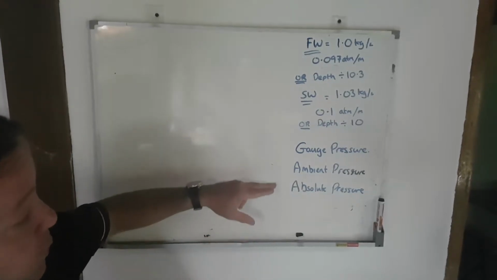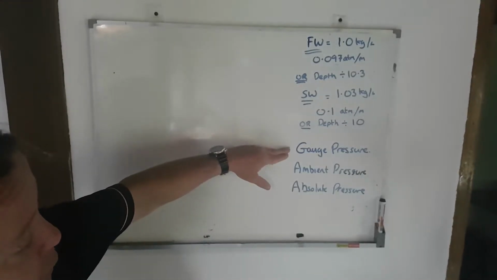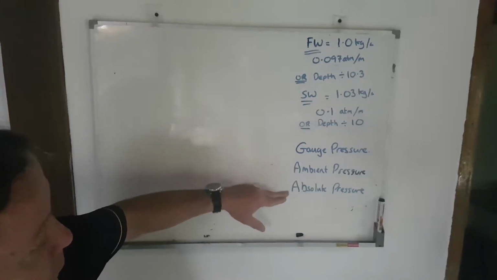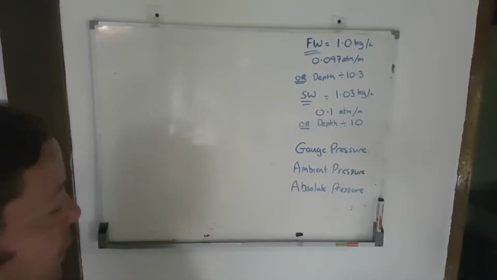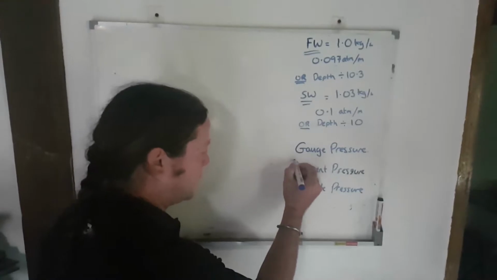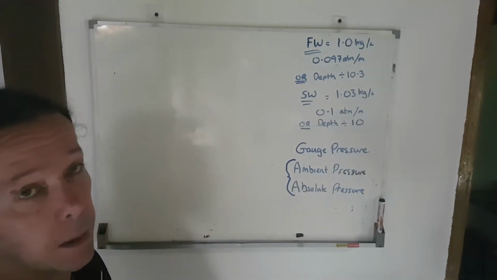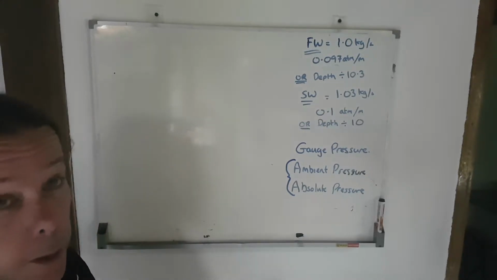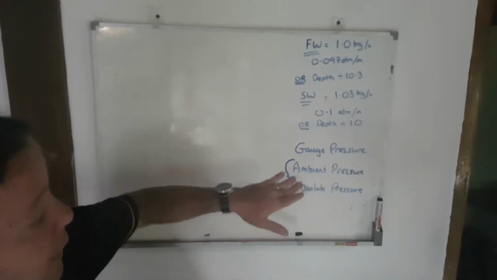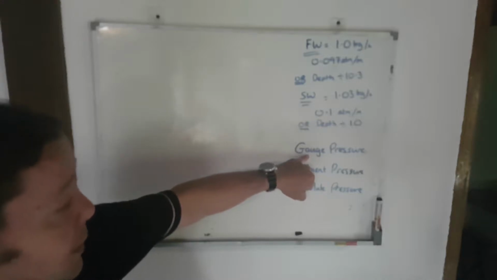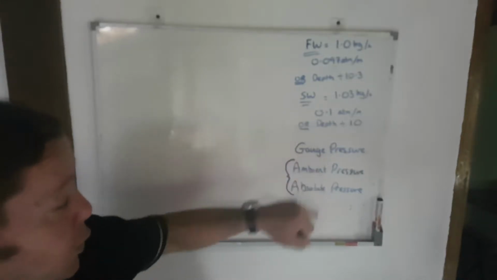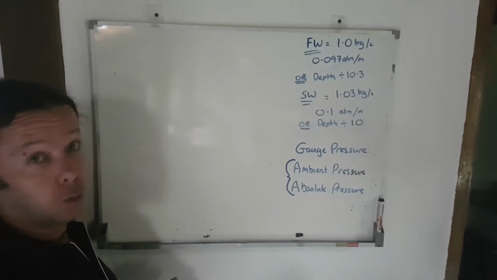We have three pressures we need to know about. We have gauge pressure, ambient pressure, and absolute pressure. These two here are the same number. Yeah? For our purposes, these are the same number. Now, this one here is simply knowing the definition of gauge pressure. So let's have a look at this thing. We're going to look at these things both in fresh and salt water.